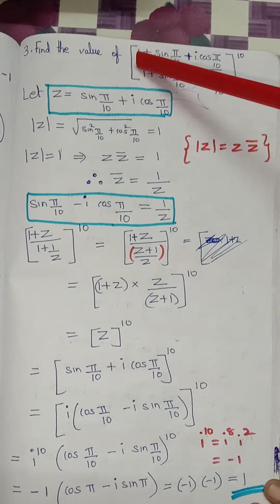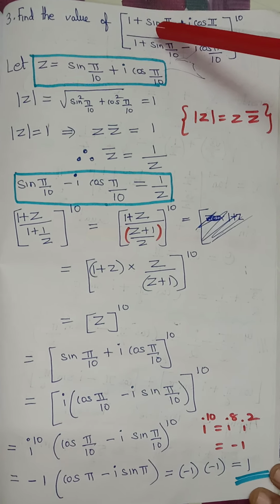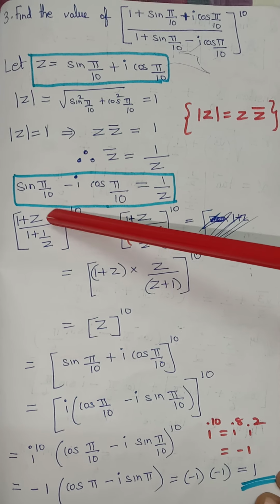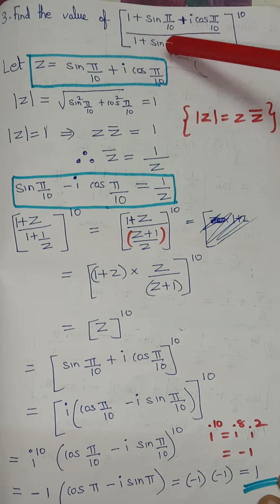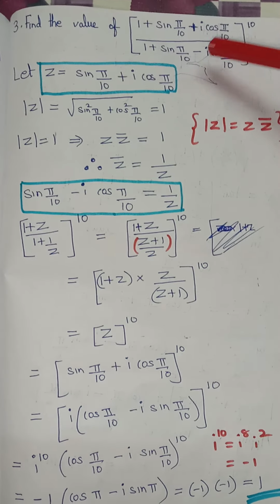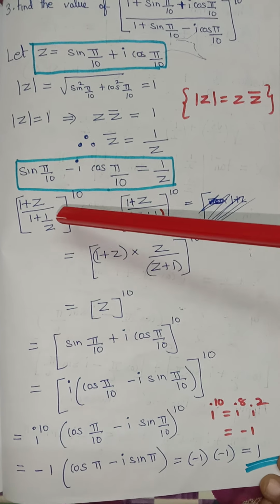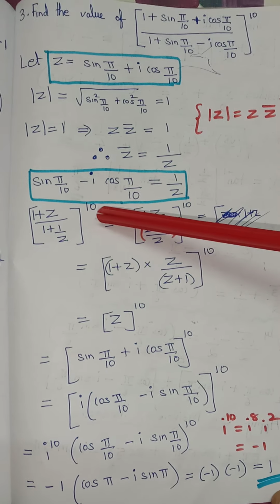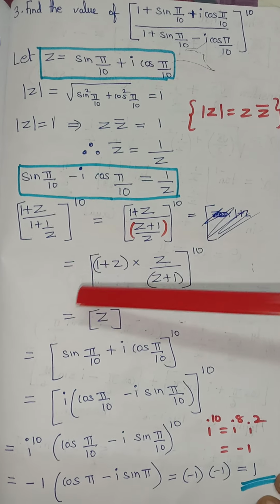So in the given question we are having 1 plus, instead of sin π/10 + i cos π/10, what I should write is z. And in the denominator, 1 plus, instead of sin π/10 − i cos π/10, what should I write? 1 by z. So I am writing here 1 by z, whole thing raised to the power of 10. I hope you all understood this particular thing. So this is the most important step here.